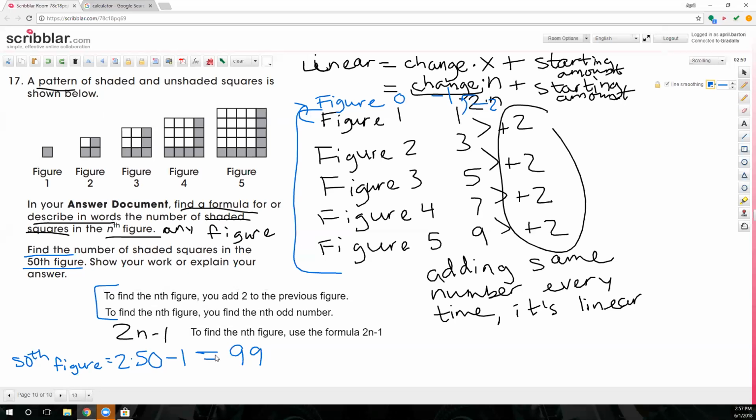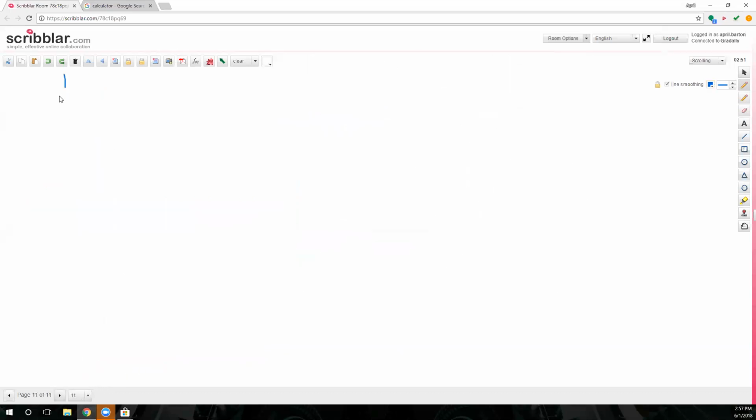So what if you didn't find the formula? Because having those first 2 answers is just as good of a way to do it. Well, if you didn't find the formula, it does make it harder to find the 50th figure. I'm going to have to go to a new page. I ran out of room. So to find the 50th figure, you might have to actually just write out the pattern over and over again. Without the formula, all we know is we keep adding 2 every time. So we were up to 9, we would just keep going, adding 2 every time.